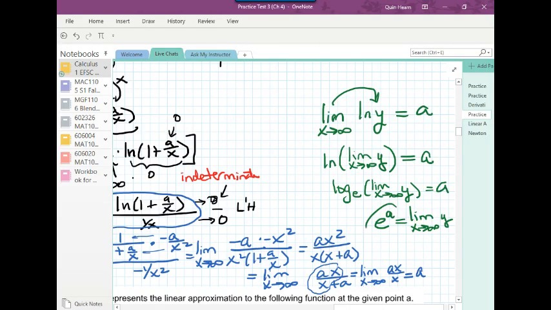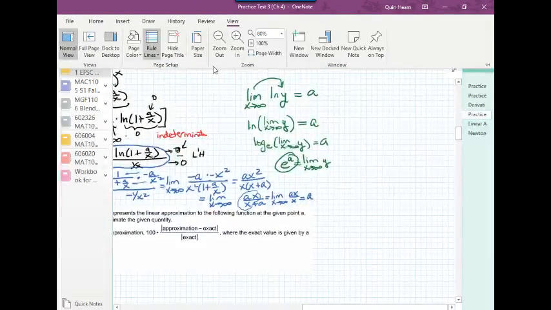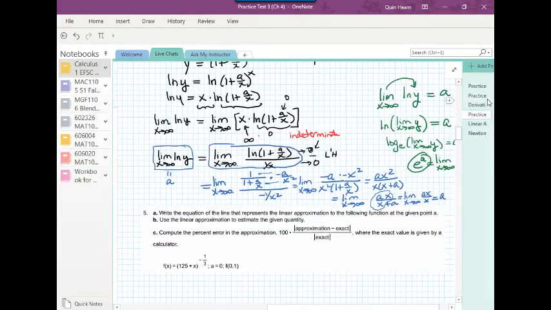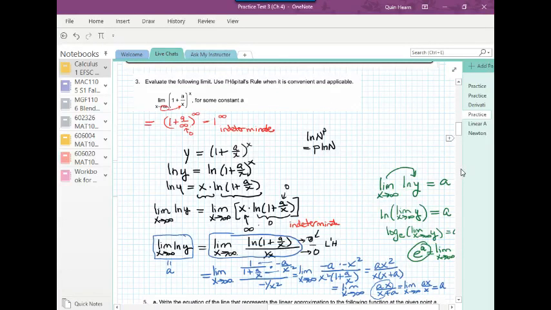We just found the limit of the natural log of y. So let's come over here and write down what we found. Sorry, it's got a little less room than I needed. So the limit as x goes to infinity of the natural log of y turned out to equal a. What we want is the limit as x goes to infinity of y. Well, there is a property of limits that says you can bring that limit inside of a natural log. So we have the natural log of the limit as x goes to infinity of y equals a.